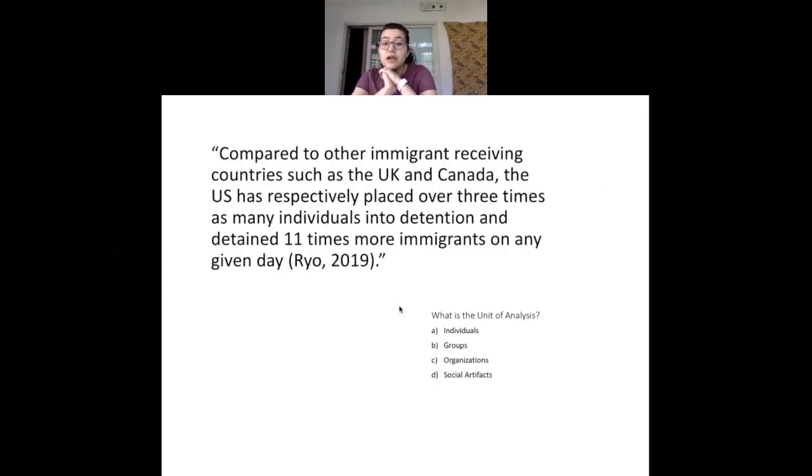So this is a good check-in point for you to think about whether or not you are familiar with units of analysis and which ones are tripping you up. Reading this quote: compared to other immigrant receiving countries such as the UK and Canada, the US has respectively placed over 3 times as many individuals into detention and detained 11 times more immigrants on any given day. What is the unit of analysis? What are we generalizing about?